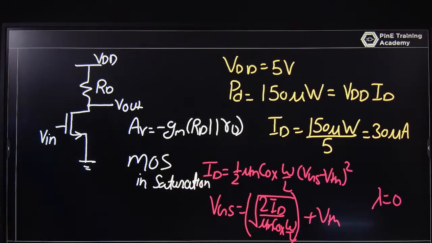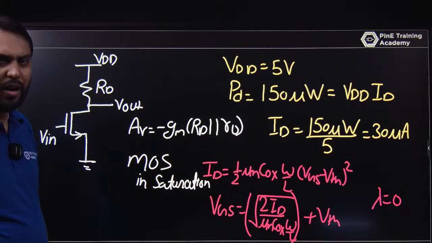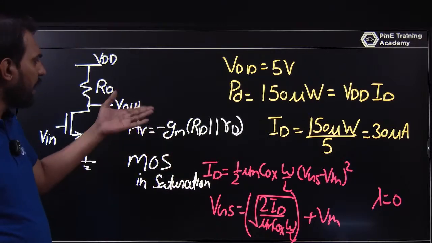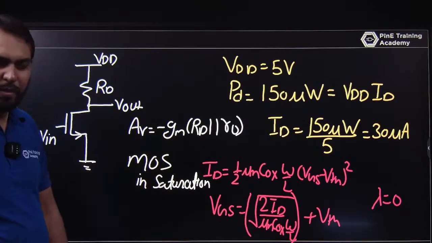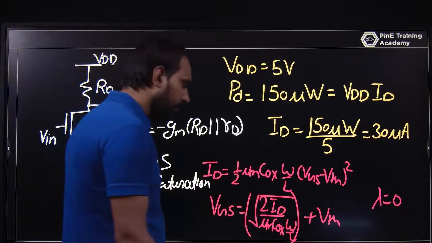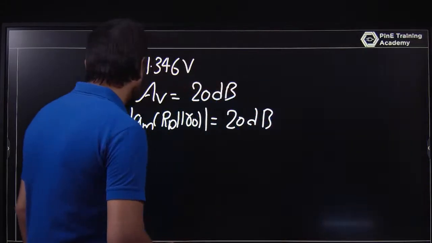We discussed that part last Saturday and Sunday. The gain is minus GM RD parallel of R0. If lambda is 0, then R0 is approximately infinite. So this is RD, minus GM RD. So 20 log of this.